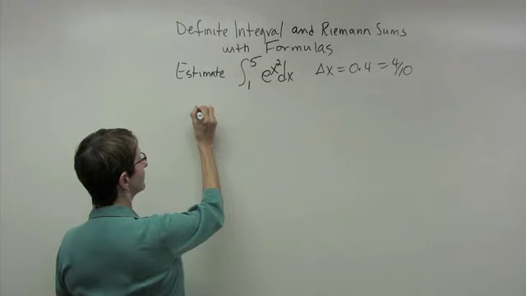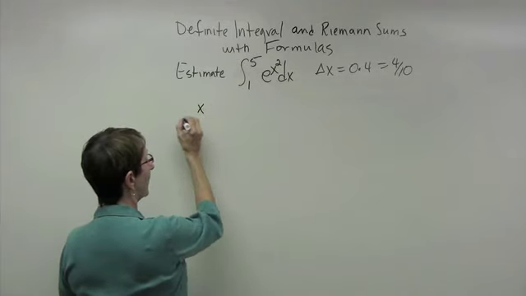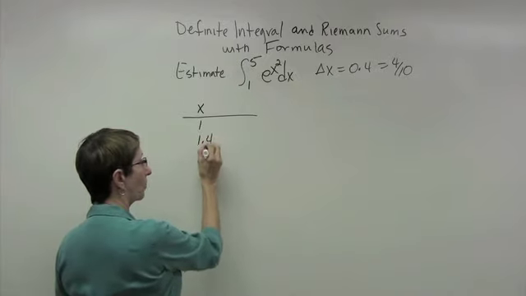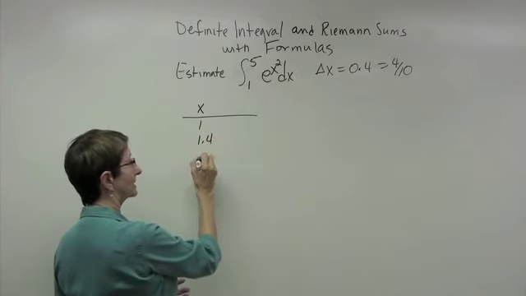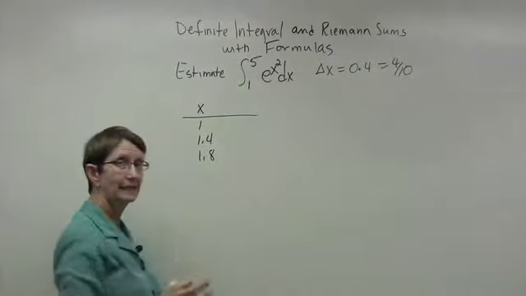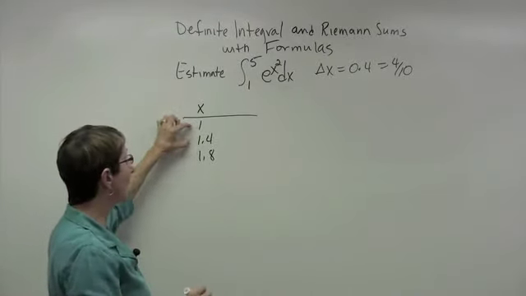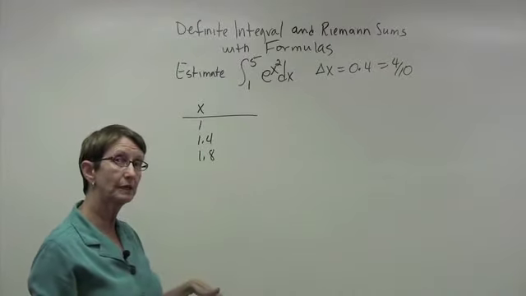So let's look at our x's. And I start at x equal to 1. And then I want to get to 1.4, add 4/10 to the next one, also 1.8. So my intervals are in between here. And each time I'm adding 0.4 to it.